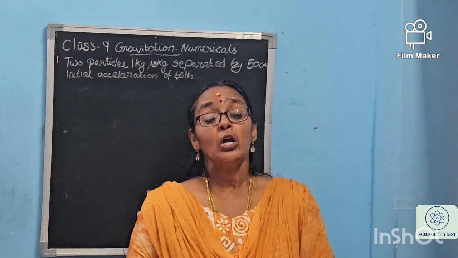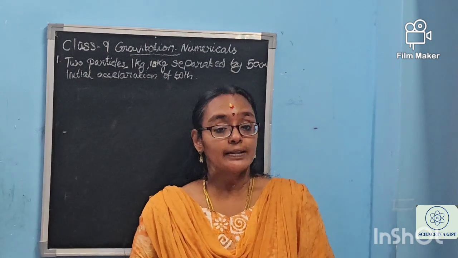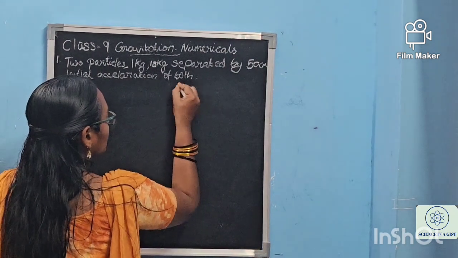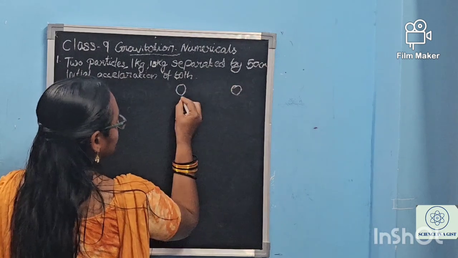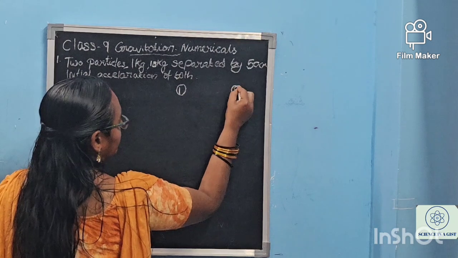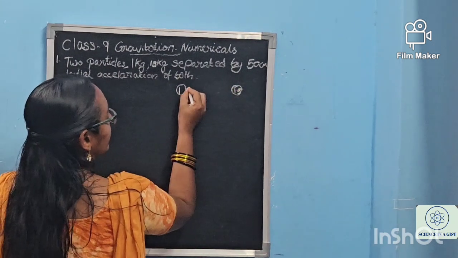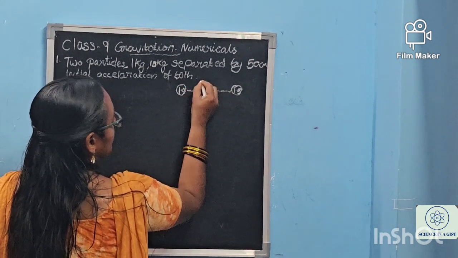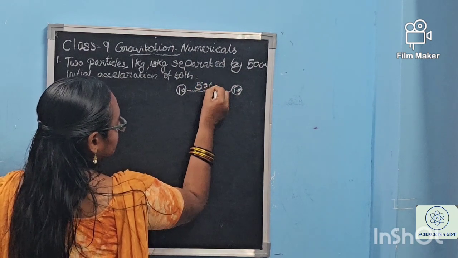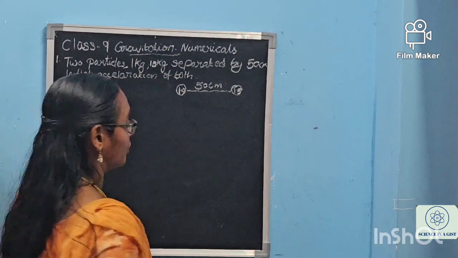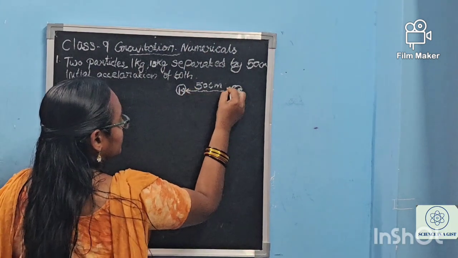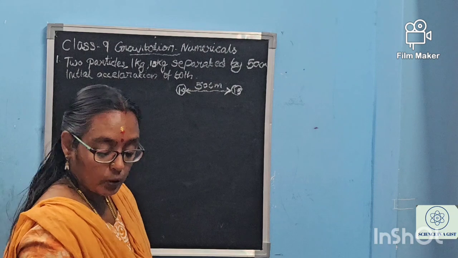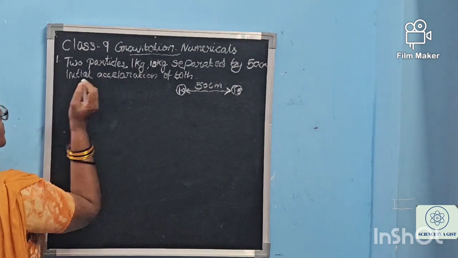So how can we solve? Then the second point, that is drawing the diagram. Two particles, 1 kilogram and 1.5 kilogram. They are separated by a distance of 50 centimeter. Now it is clear for you, isn't it? We have drawn also.